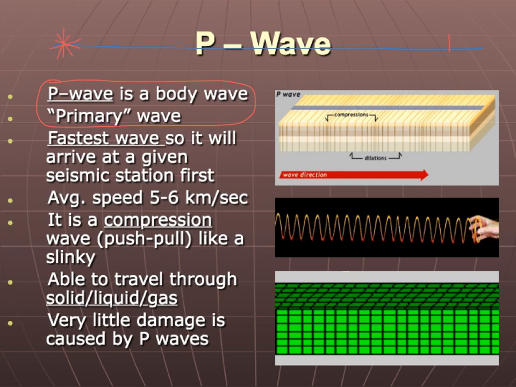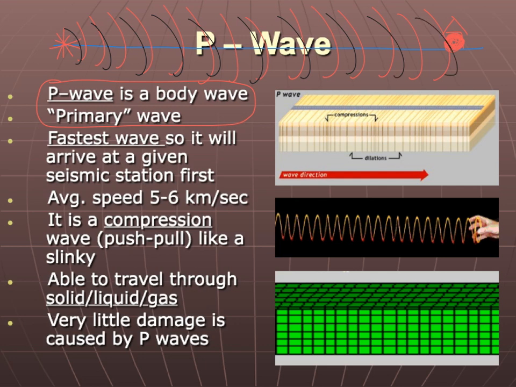Here's the surface of the Earth, and suppose an earthquake happens right here. Maybe 300 miles away, there's a seismic station. Waves travel out, and as they get further and further away, the P wave is the one that travels the absolute fastest. So it will be picked up here at the seismic station and recorded first. There's other waves, which we'll get to in a minute, which travel slower and they lag behind and they do not arrive until after the P wave gets there.